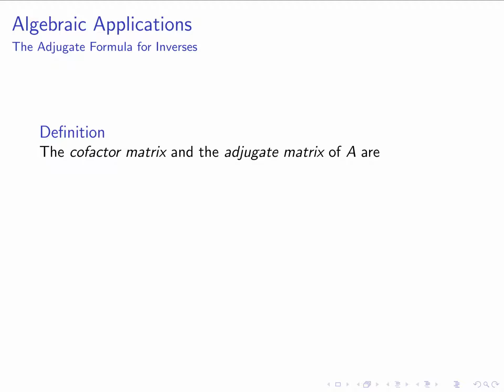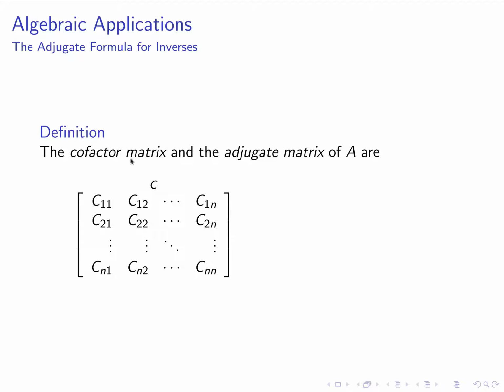So let's start by defining two matrices that relate to the matrix that we start with, A. Remember, if we start with an n by n matrix, there are n squared entries, and each one of those entries corresponds to a cofactor. So we can define the cofactor matrix of A as the matrix that organizes all of those cofactors. The ij entry inside the cofactor matrix is the ij cofactor of A.